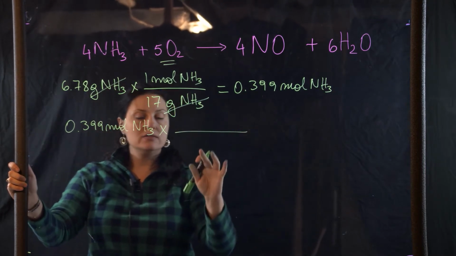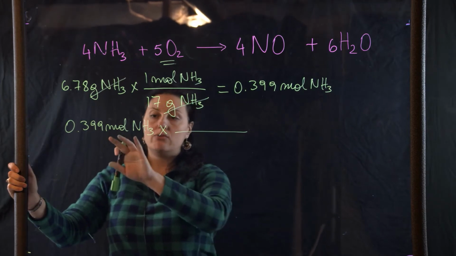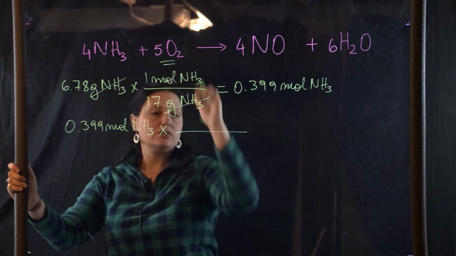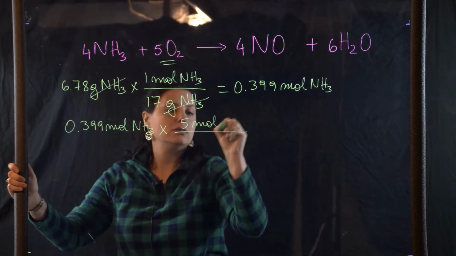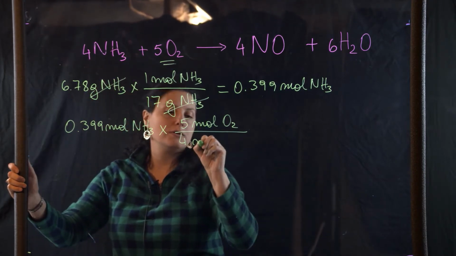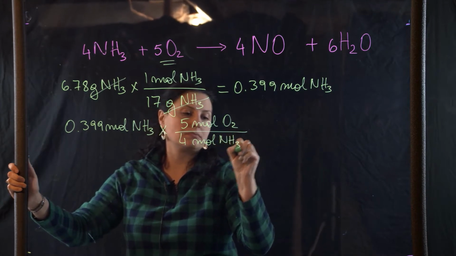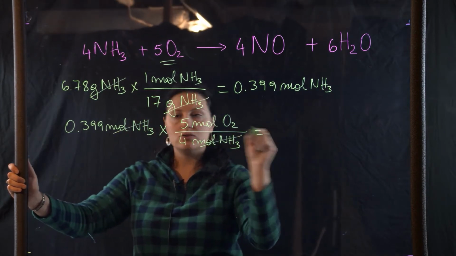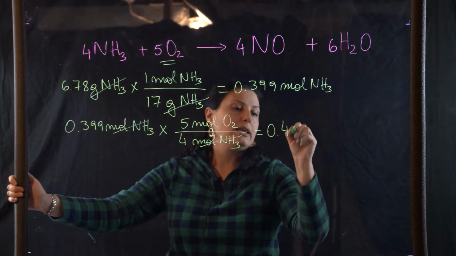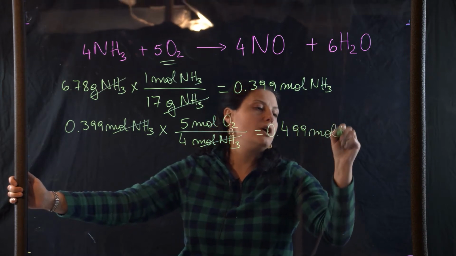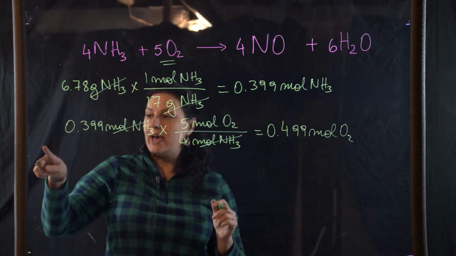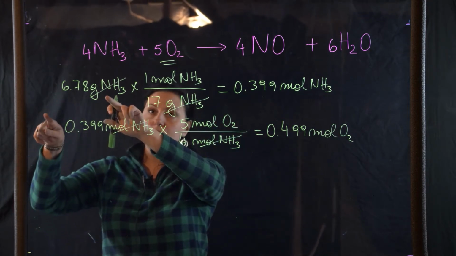Multiplied by, so I write my conversion factor in such a way to get rid of my moles of ammonia and to end up with moles of oxygen. So I know 5 moles of oxygen need to be used for every 4 moles of NH3. My moles of NH3 will cancel out, and this will give me 0.499 moles of oxygen.